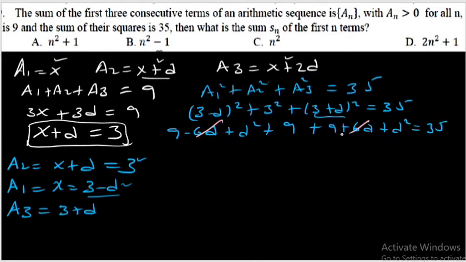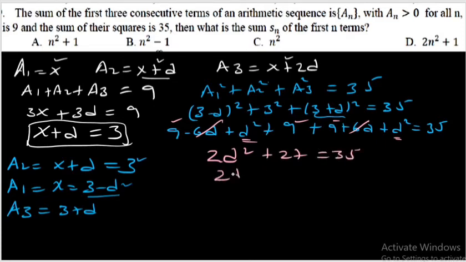Negative 6d and 6d cancel each other, and d square plus d square will be 2d square, plus how many 9s are there? 3 9s are visible there. This is just 2d square. Okay, let's write it again, 2d square, plus the 9s: 9, 9 and 9. When we add it, it will be 27, which is equal to 35.